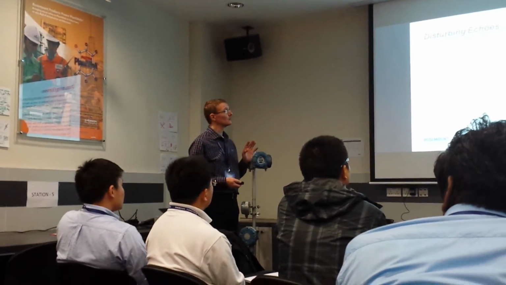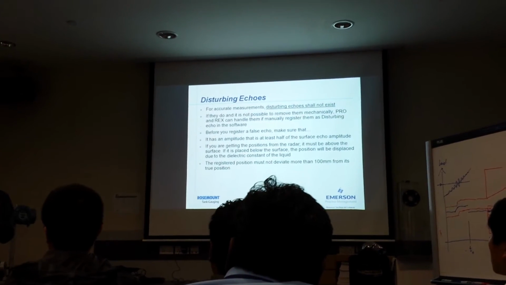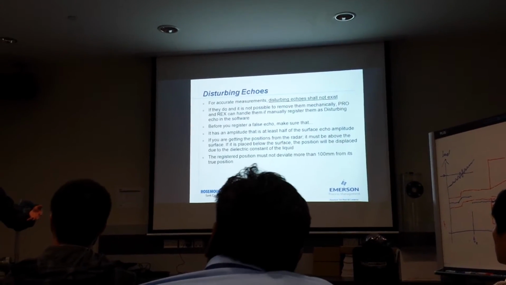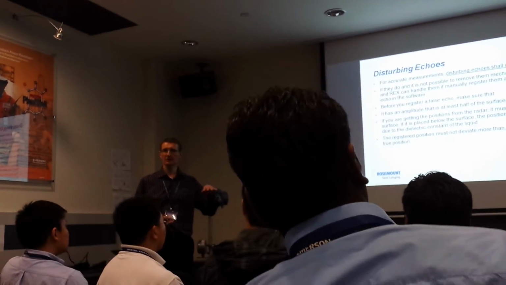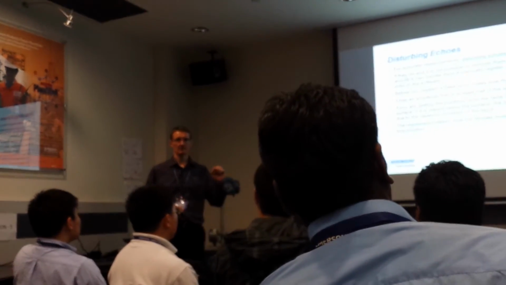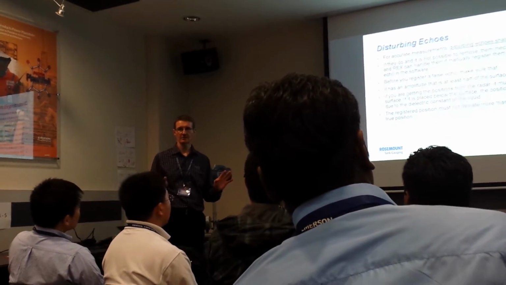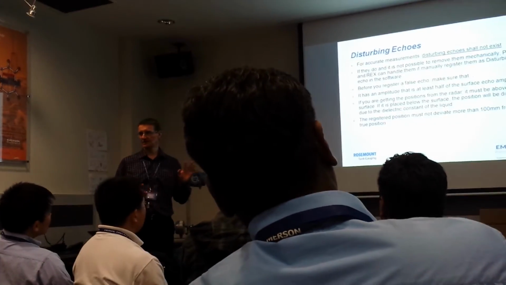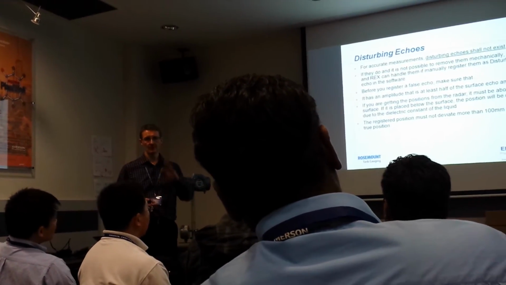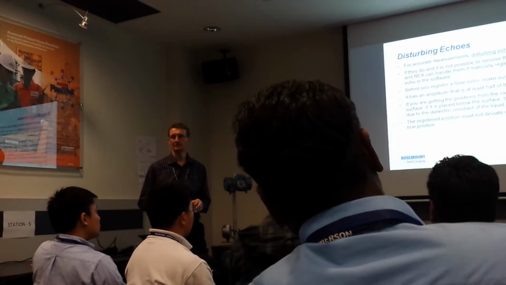And then what we can do is register that echo in the gauge memory, saying, pay attention to this position, there is a fixed disturbance, you must handle this. The gauge will do that, no problems. It will not lock on that fixed object, but it will continue to track filling and emptying, no problems, but the level will be unstable.